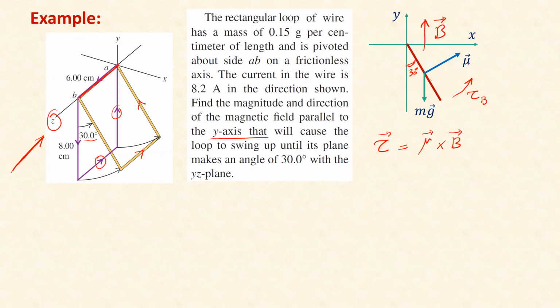All right, so so far we find the direction of the magnetic field parallel to the y-axis that will cause the loop to swing up until this angle. And now we want to find the magnitude of the field. All right. How do I find the magnitude of the field? Any ideas?